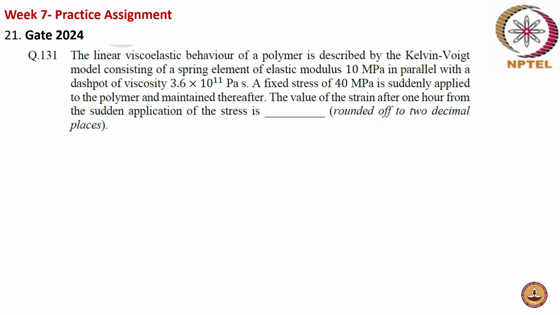So what have they given? They have given a polymer with a linear viscoelastic behavior, which can be described by a Kelvin-Voigt model. The spring element's elastic modulus is 10 megapascal and the dashpot viscosity is 3.6 into 10 power 11 Pascal seconds. A fixed stress of 40 megapascal is applied and maintained. That means it's a creep experiment, a constant stress experiment, and we have to find the strain as a function of time. They have asked for the strain after 1 hour.